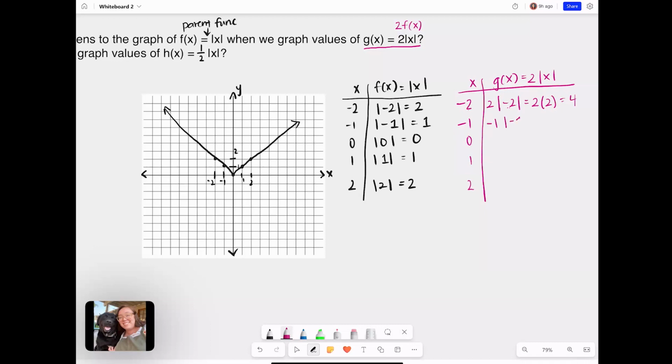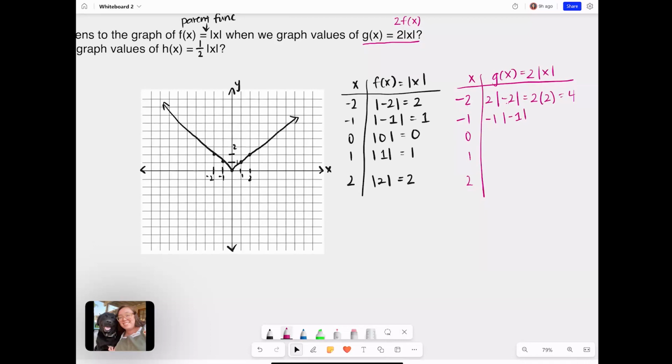Next, 2 times the absolute value of -1. So it's 2 times 1, 2. 2 times the absolute value of 0. 2 times 0, which is just 0 still. 2 times the absolute value of 1, which is 2. And 2 times the absolute value of 2. Okay, so we have points.